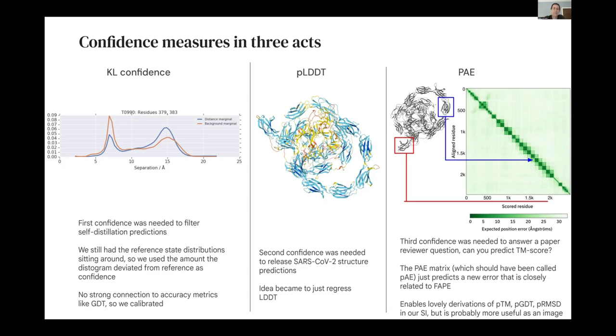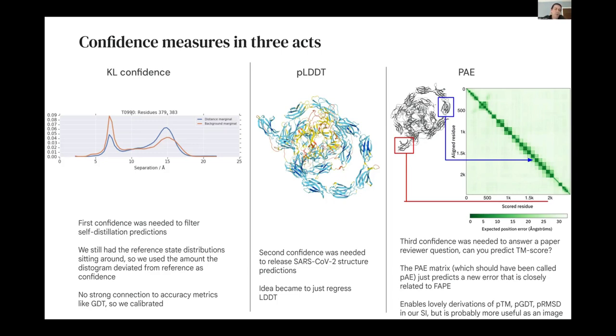So the predicted LDDT became pLDDT just in time for CASP. I believe we used it as a CASP ranking metric as well. And then the final one, PAE, was actually not present till much later. We wrote our paper, we submitted the first version, and a bunch of really great reviewer comments came back.